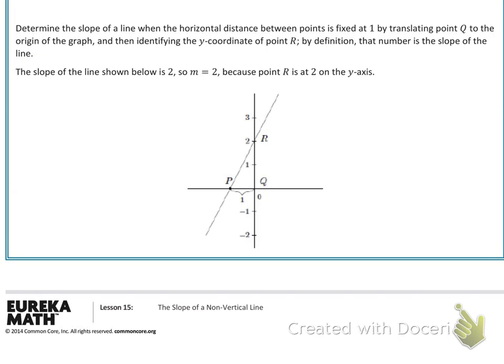Okay, and I can determine the slope of a line when the horizontal distance between points is fixed at 1. So here my horizontal distance is 1. I translate point Q to the origin of the graph and identify the y-coordinate of point R. By definition, that number is the slope of the line. So the slope of the line shown here is 2 because this distance up to the y-coordinate is 2. So the slope is 2. So that's the definition of slope.